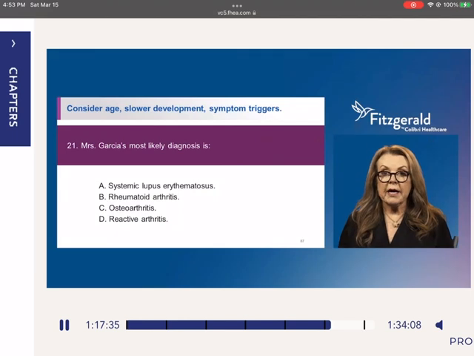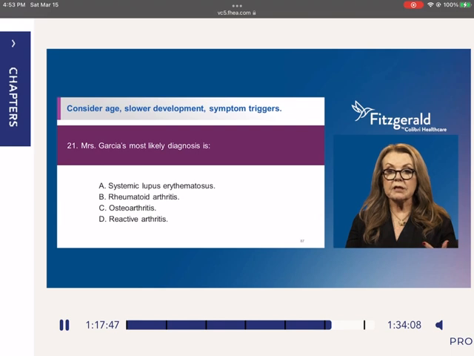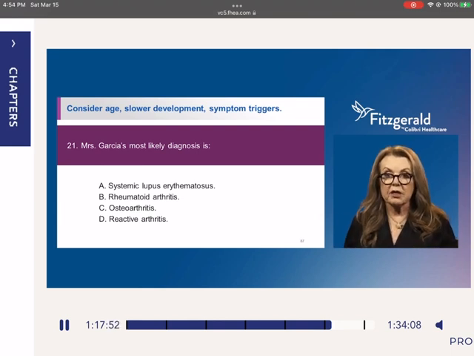What you want to do now with this next question is consider age, slower development, and symptom triggers. What is she telling you? My hands hurt more after I've done something like yard work. Picture what people need to put in their hands to do yard work. A rake, a shovel, something like that.